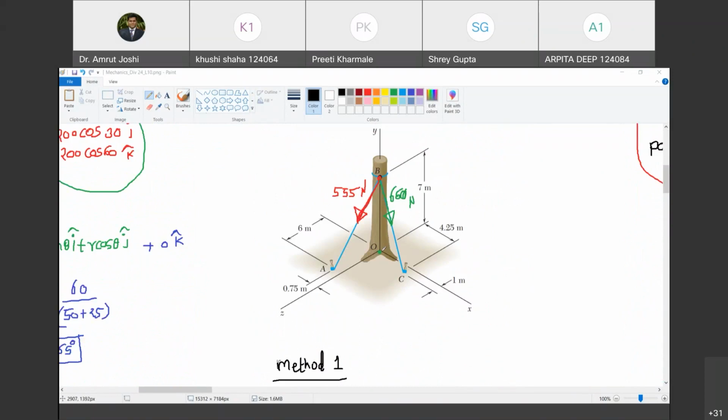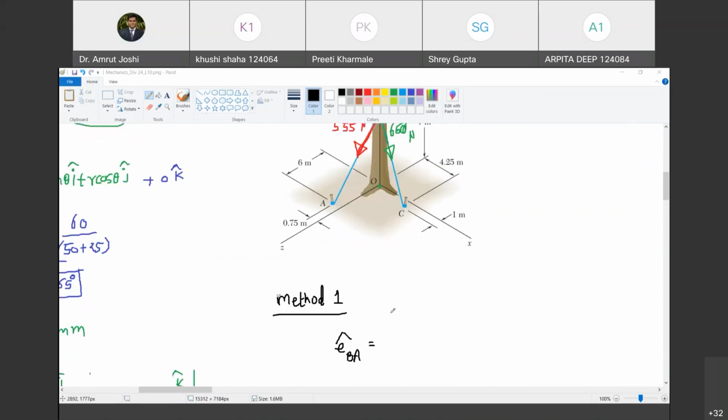What is the second method? In the second method, we represent each of the tensions as vector quantities independently. We take their moments about O independently and then we add them together. This is another way of looking at the problem. Are you with me? Yes, sir. So right now we are going to solve the problem by method 1, and method 2 is homework for you, so you can verify whether you get the same answer or not.